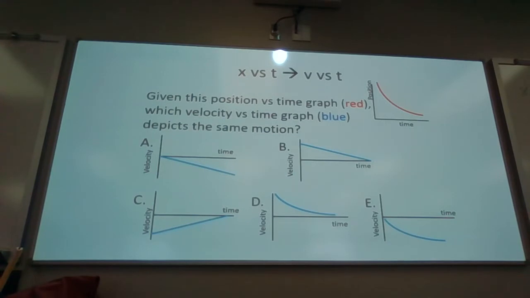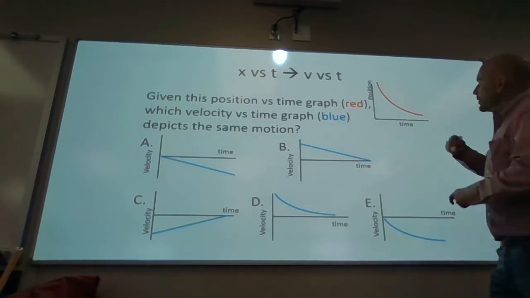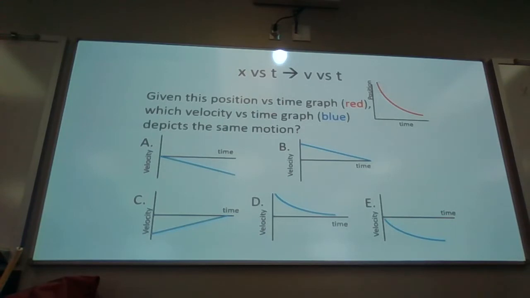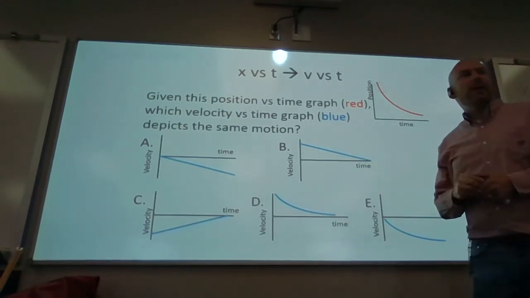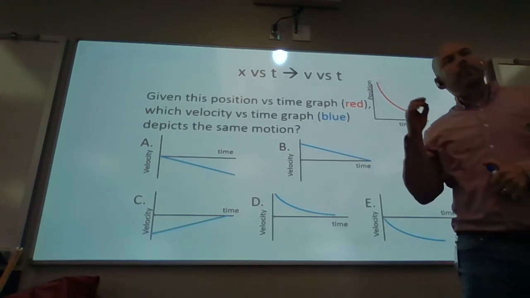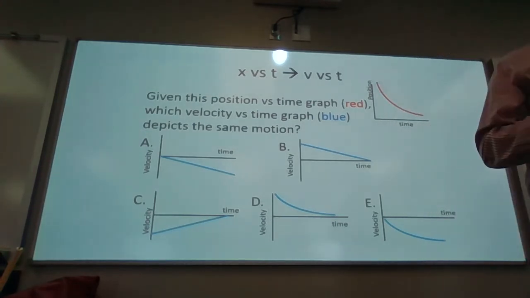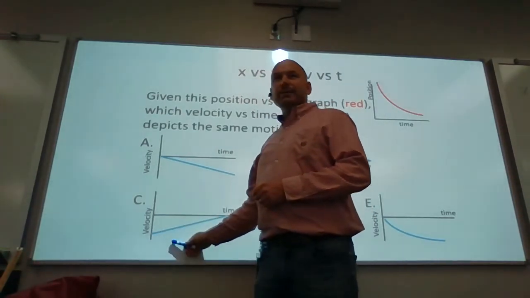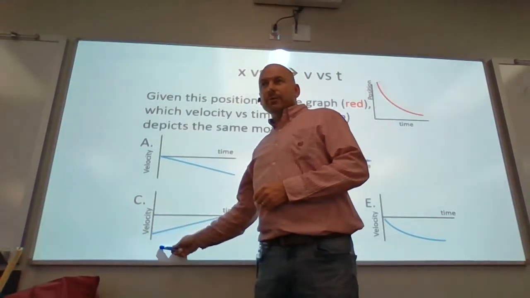Correct answer is C. This chunk right here, is it going fast or slow? Fast. In the positive or negative direction? Negative. Where on a velocity versus time graph would you find the point fast negative? Below the x-axis, far away from zero.